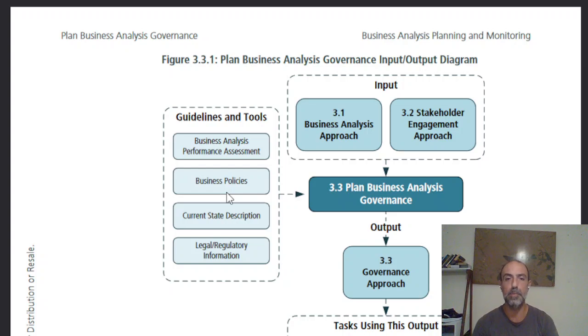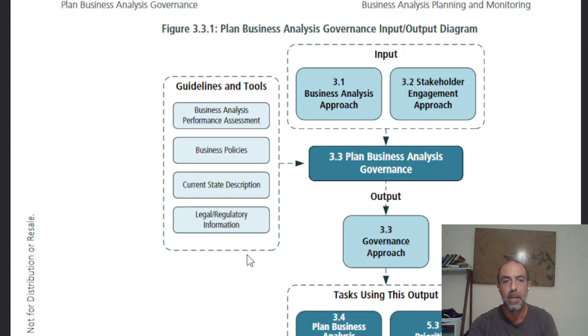The business policies are basically the company policy, how the company does things. You cannot mess with the culture of the company just because whatever, right? You have to cater to these things. You have to cater to stakeholders. You have to cater to the cultural existence of these people. Business analysis performance assessment, current state description, as in basically where we are and the position that we're in and how are we going to move forward from here.